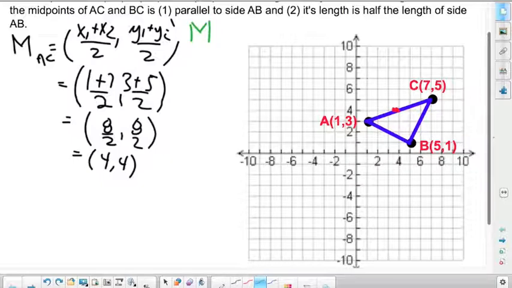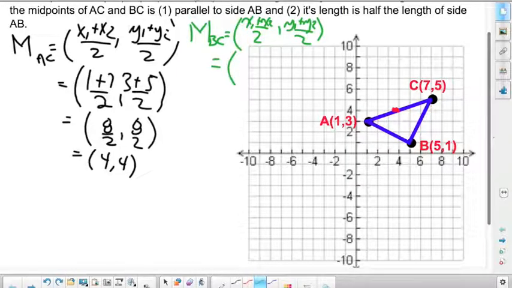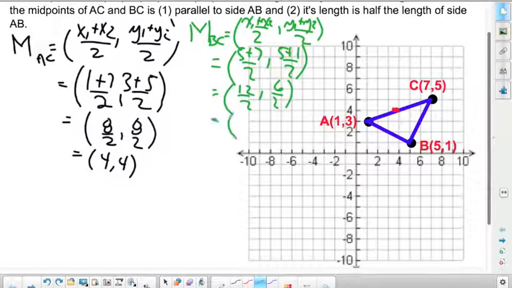So the midpoint of BC. Same formula: x1 plus x2 over 2, y1 plus y2 over 2. So that's equal to 5 plus 7 over 2 and 5 plus 1 over 2. So I got 12 over 2 and 6 over 2, which gives me the point 6, 3. And again, if we plot that on our graph, that looks roughly about right.